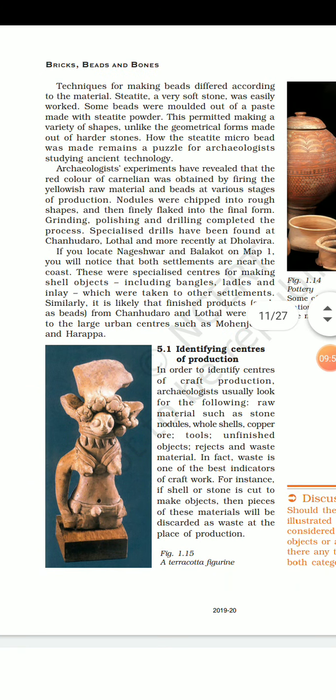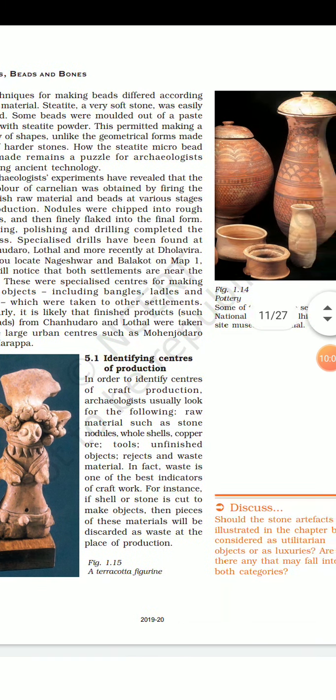Then, experiments have revealed that the red color of carnelian was obtained by firing the yellowish raw material and beads of various stages of production.